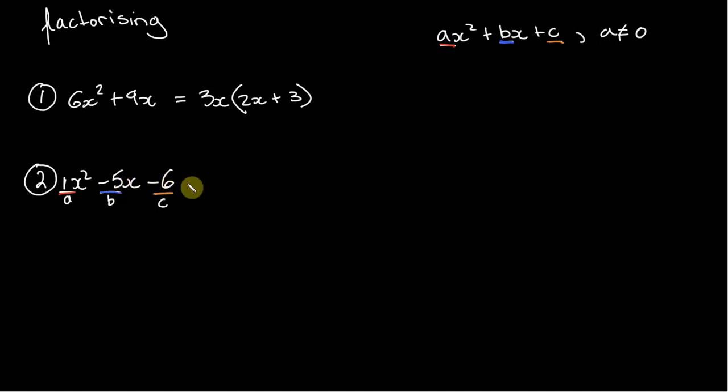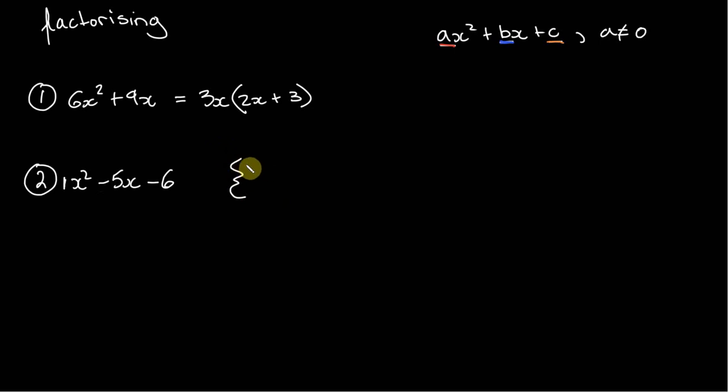But to make it a little bit simpler, if I rub all of this out, we don't need this here, because it's actually quite a simple process. If you think of this as a 1x, what multiplies to negative 6 and adds to negative 5? That's what we have to find out here.